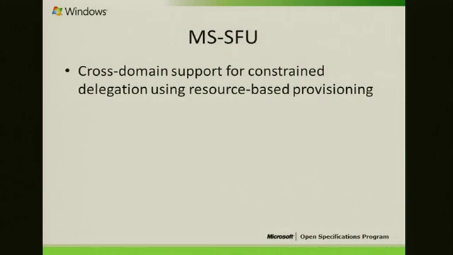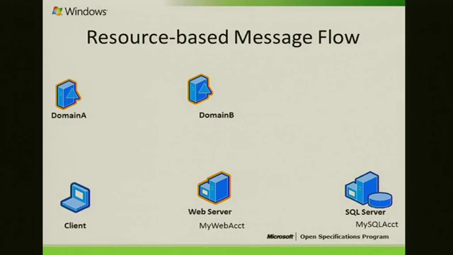So we've added cross-domain support. One of the most popular things that's been requested of me is I want to be able to do constrained delegation and have my middle tier and my back end in 2 different domains. Why doesn't that work? The reason it didn't work is because we chose to enforce it on the wrong thing. Since it was enforced on the middle tier, you couldn't hop. What we've done is we've created resource-based provisioning in Win8, and now we can cross domains.